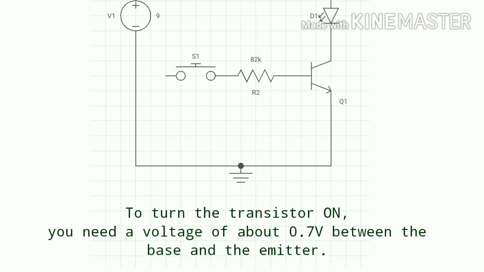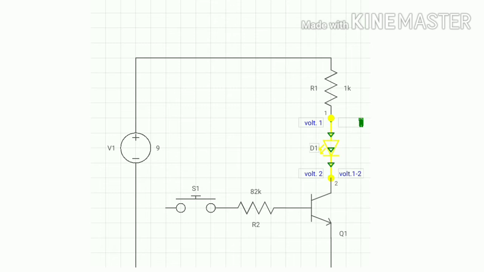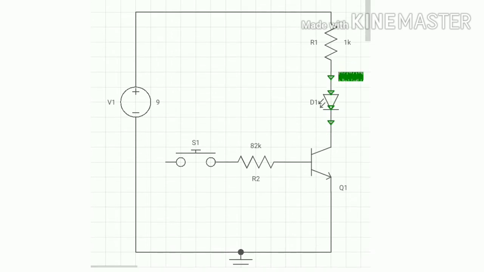Let's check it. What happens when the transistor is in off condition? You can see here the LED is not glowing. Some current flows, but the LED doesn't glow because the transistor is in off condition. So to turn on the transistor, you have to give a supply of 0.7 volt to the transistor.